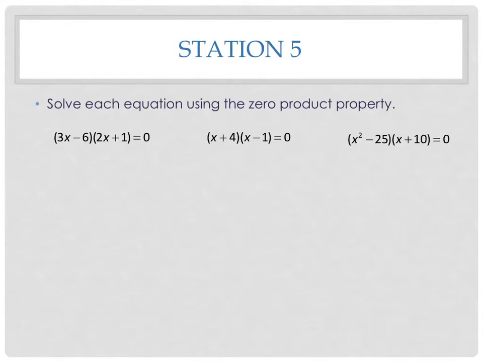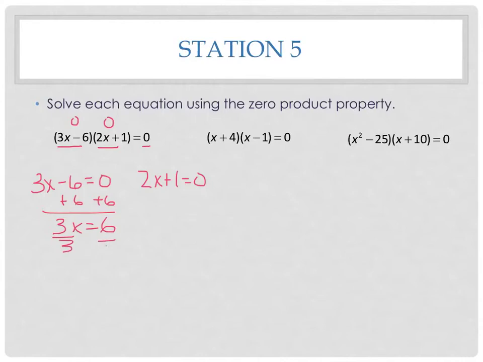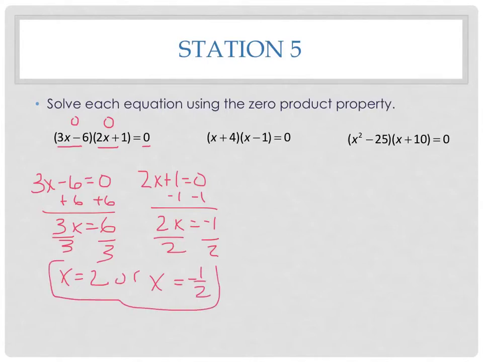In the next station 5, we're going to use the zero product property. Remember, if I have two numbers that are multiplying together and are supposed to equal 0, then that means one or both numbers are going to be equal to 0. So 3x minus 6 could equal 0, and so could 2x plus 1 equals 0. Add 6 to both sides, 3x is equal to 6. Divide both sides by 3. X could equal 2. Or subtract 1 from both sides, 2x would equal negative 1. Divide by 2. X could also be negative 1/2.